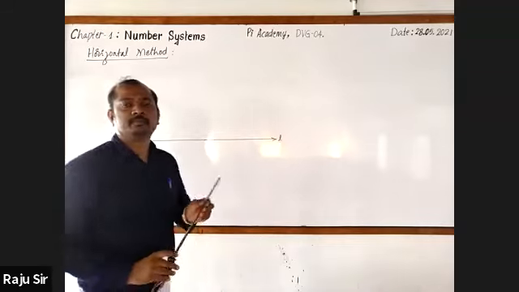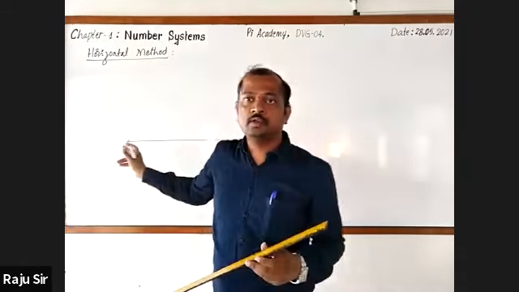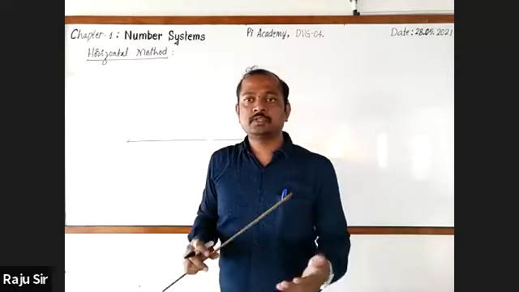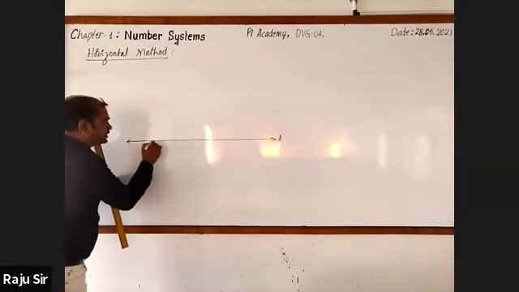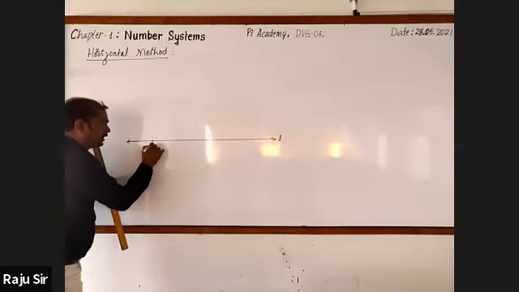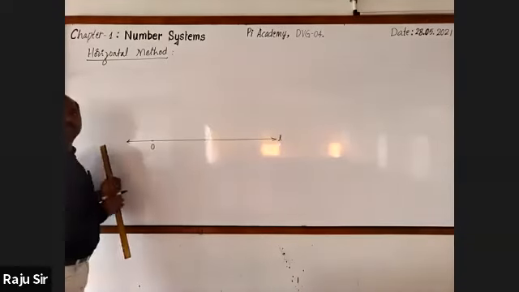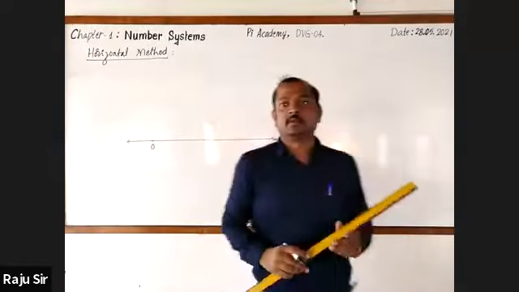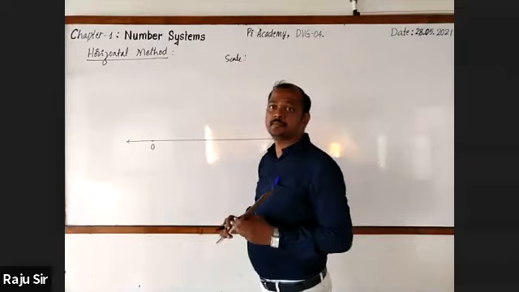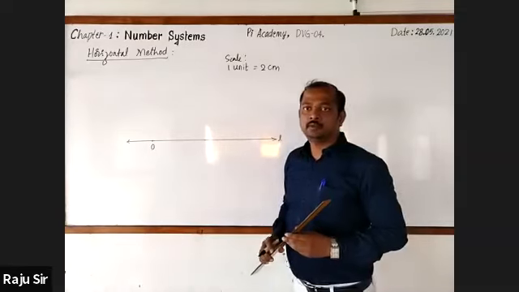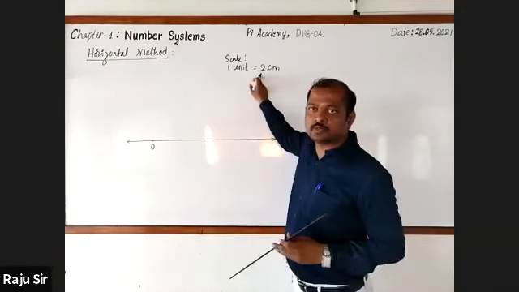Don't be lagging. Please go on continuing your activity with me so that you can finish along with me. Next, mark a point anywhere on this line. Here I am marking. Call this point as 0. Then, what is the scale that we have taken here? 1 unit is equal to 2 centimeters.